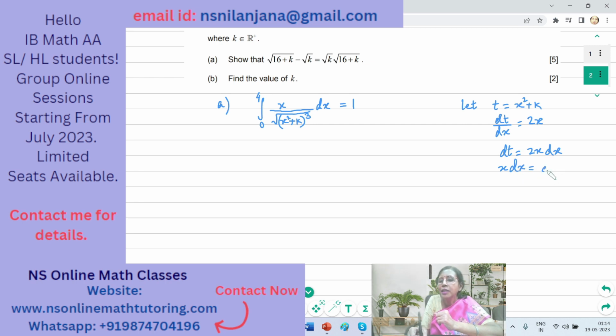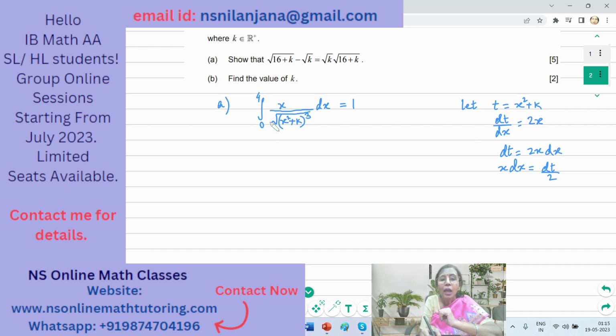x dx will be dt over 2. You can write dx as dt over 2x, and the x in the numerator and the x in the denominator will cancel each other. Over here, the result of differentiation is 2x dx, not x dx, so I am taking 2 as the denominator. dt by 2 is x dx.